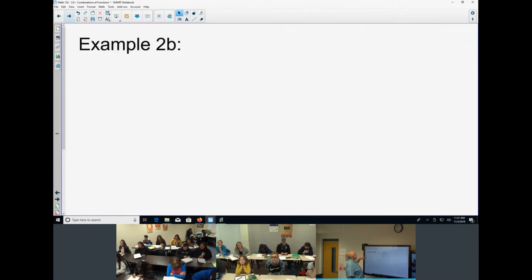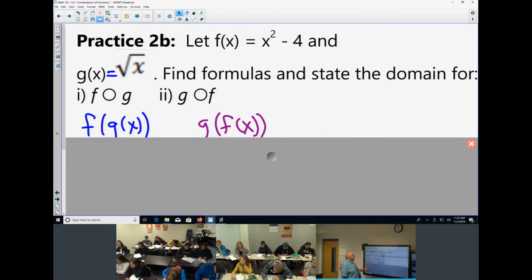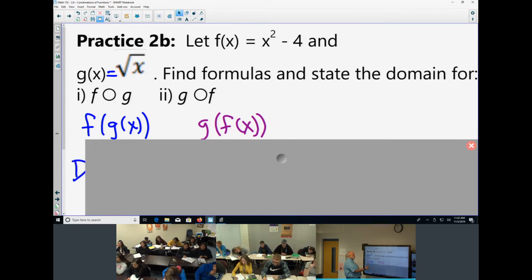All right, so let's say we have f of x is x squared minus 4, and g of x is the square root of x. Find the formulas and state the domain. We'll do the first one together, and then I'll have you do the second one on your own. First we're just going to find the formula, without plugging in numbers. So the f of the g of x.